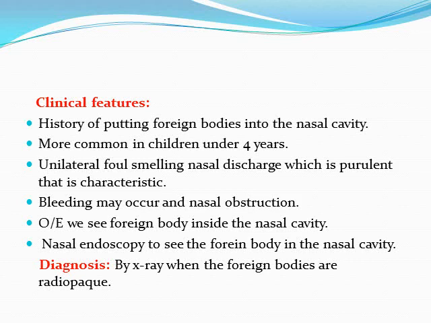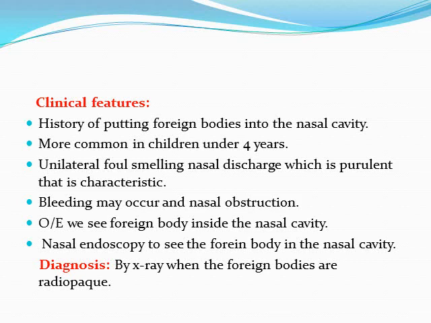The most important presentation is unilateral foul-smelling nasal discharge, which is purulent discharge, and it is characteristic. Any child presenting with unilateral foul-smelling nasal discharge should be considered to have a foreign body until proved otherwise. Bleeding may occur as a result of infection and granulation tissue formation, also nasal obstruction. By examination, by elevation of the nasal tip, or even by anterior rhinoscopy, or by endoscopic examination, we can see the foreign body inside the nasal cavity.